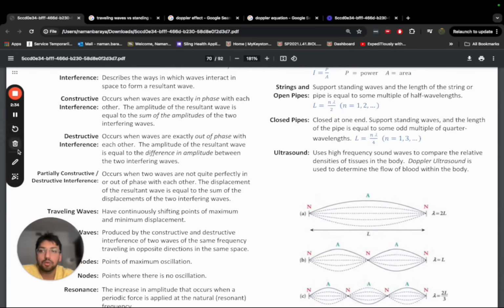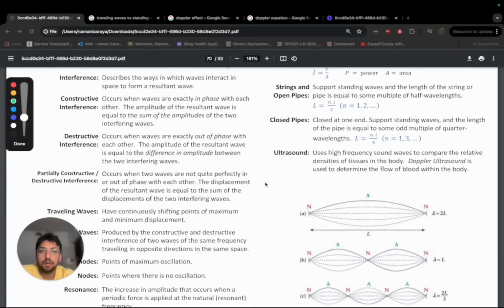Closed pipes are closed at one end, so open pipes will look kind of like this, or this, or this, right? Versus closed pipes will kind of be like that, or that, or that, right? It won't be the full wavelength. It'll be a quarter wavelength or a 3/4 wavelength. And so that's kind of how you can think about open and closed pipes.